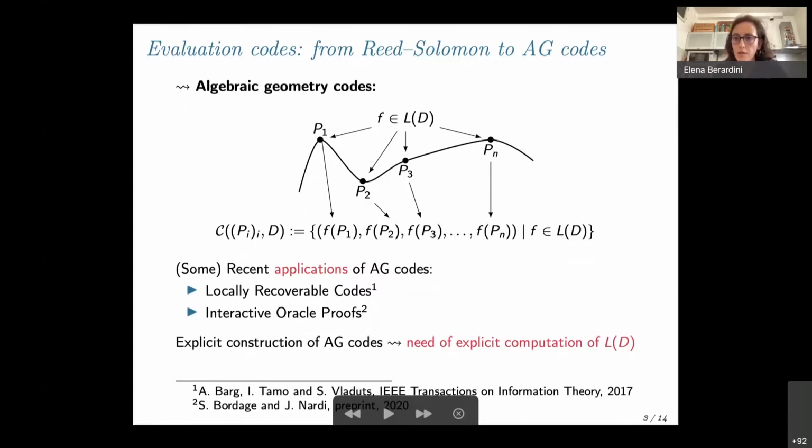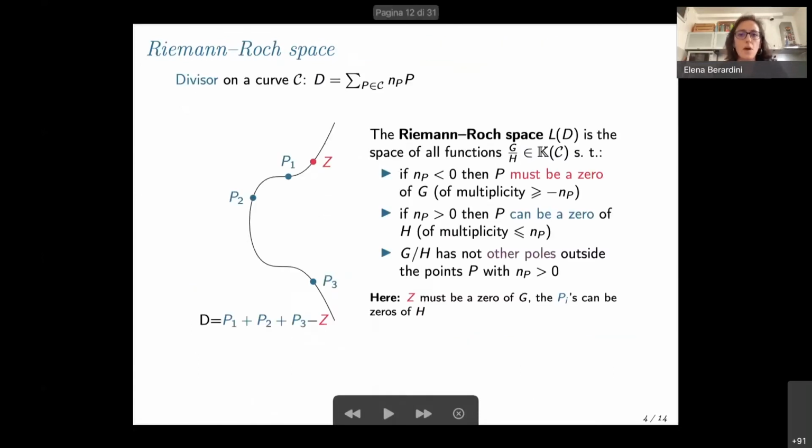that I will call L of D, which are called Riemann-Roch spaces. And so let me just give you an idea of what a Riemann-Roch space is, which is an object which is quite easy to present. And I will talk about Riemann-Roch spaces on curves in particular.